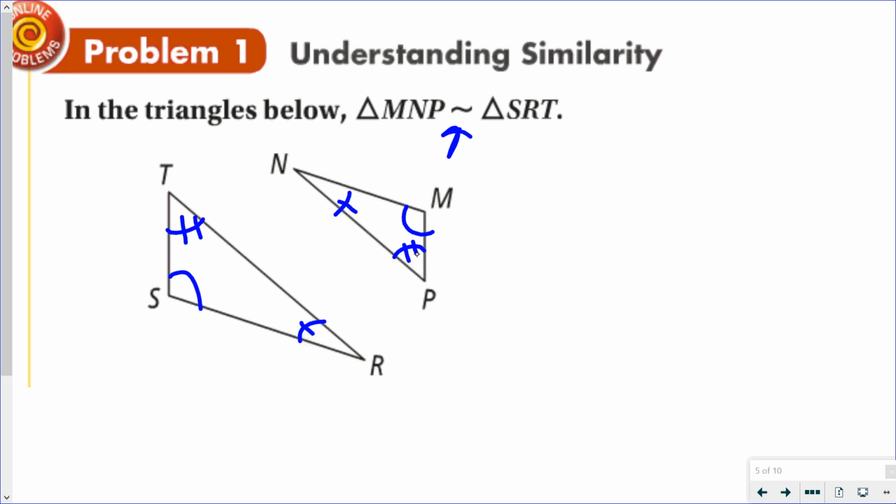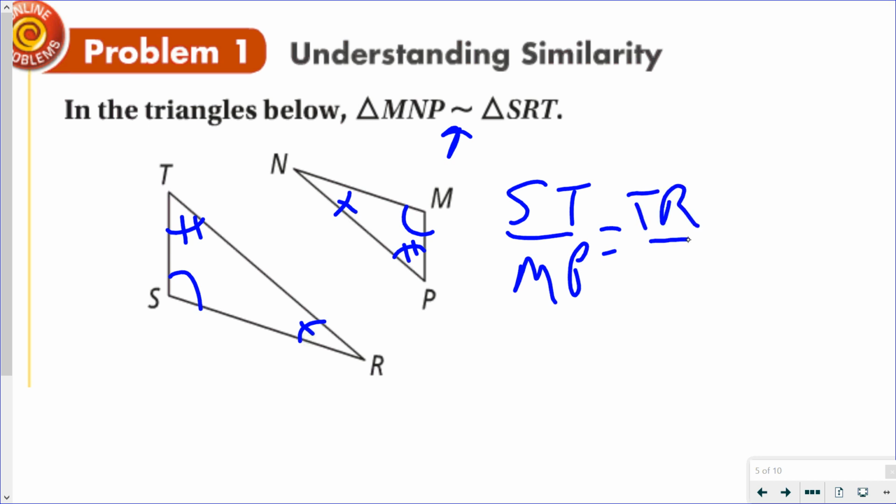The extended ratio: segment ST is to segment MP, which is equal to segment TR over segment PN, which is equal to segment SR over MN.